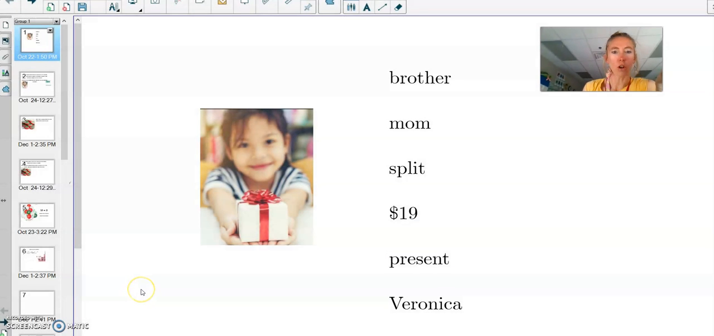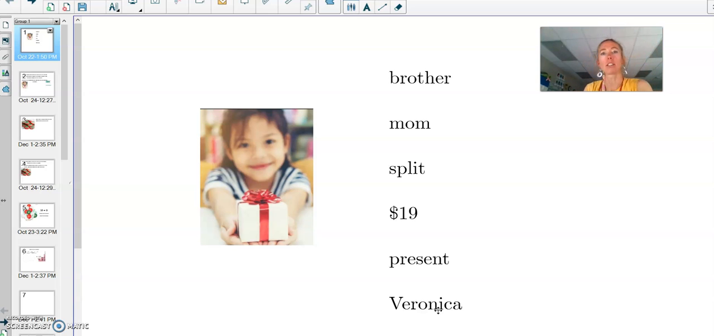All right? So let's take a look at situation number 1, and I have 3. Situation number 1 is about something to do with a brother, a mom, something split, $19, present, and Veronica. I just gave you this picture to give you a little image in your mind. If you'd like to, go ahead on a piece of paper and try and write a story that's using these words. And it's going to end up dealing with division.